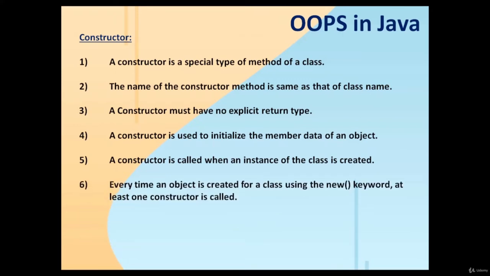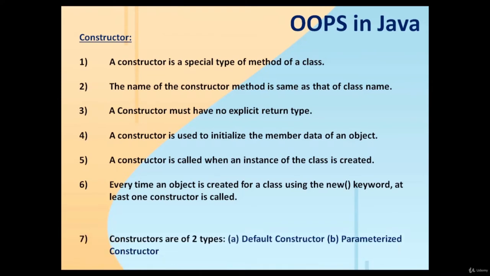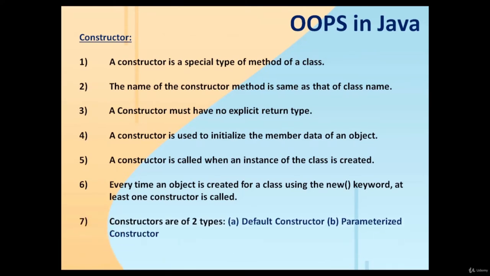Whenever you create an object of a class using the new keyword, at least one constructor is called. There may be a possibility that two constructors get called through constructor chaining, but for sure one constructor will get executed at any cost. And the constructors are of two types.